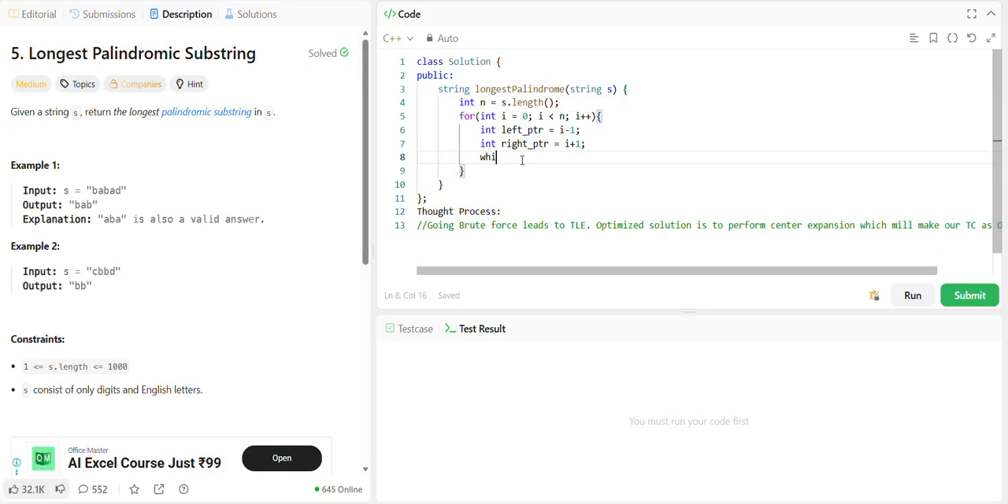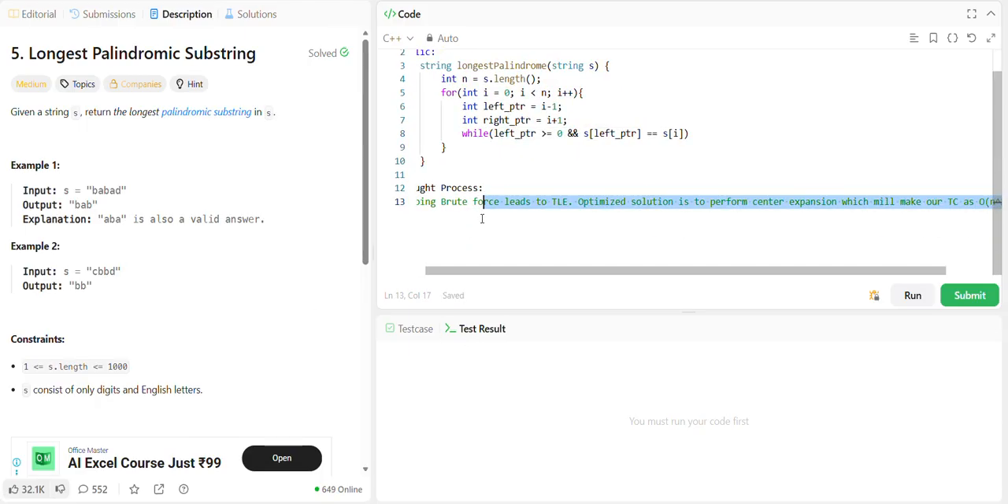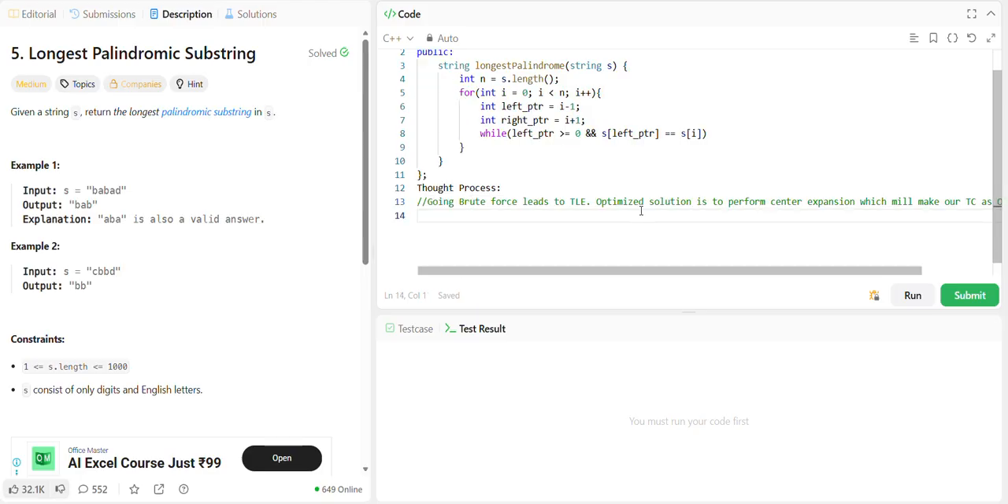While left ptr is pointing on the left, it needs to be greater than or equal to 0, and s of left ptr is equal to s of i. What I'm trying to say is, let's say we have a string like this, a, and what if my i is here? I will have left ptr equal to this one, and I will increase my left ptr by one. So this will make it this thing, right? So that's the point here.